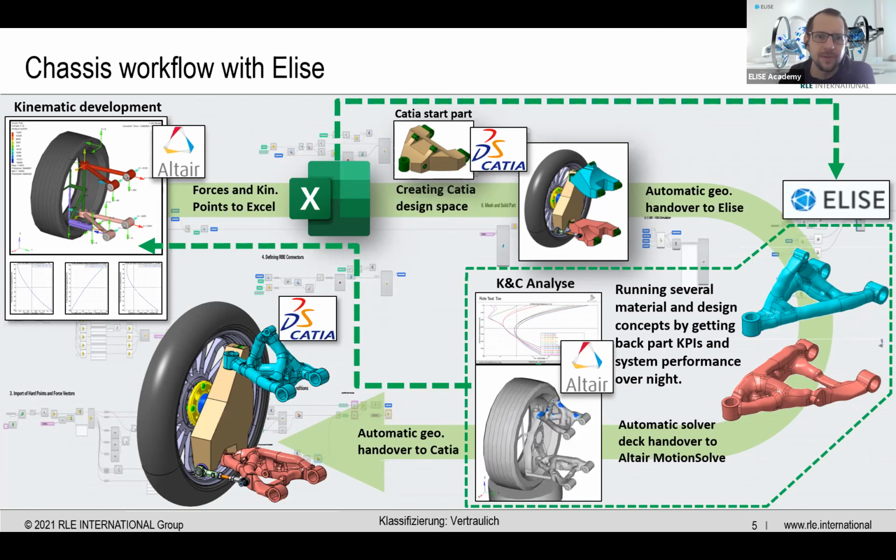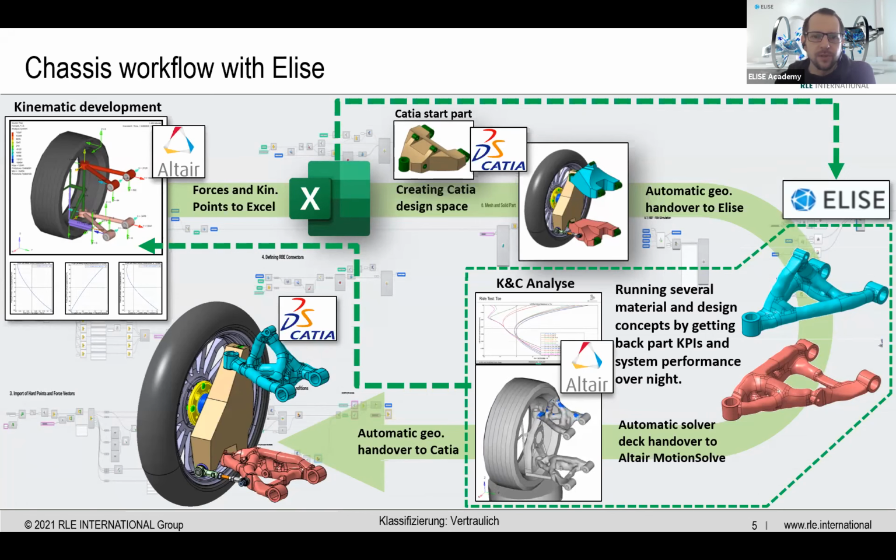So there are a lot of tools we see here: Altair, CATIA, Excel. The special kinematic tools, of course, we see here are not implemented right now in Elise, or we can't connect to them. But what you can do is connect your most beloved tools with Elise and integrate them this way. We will come to this process.